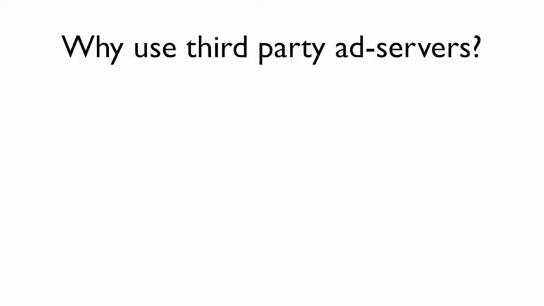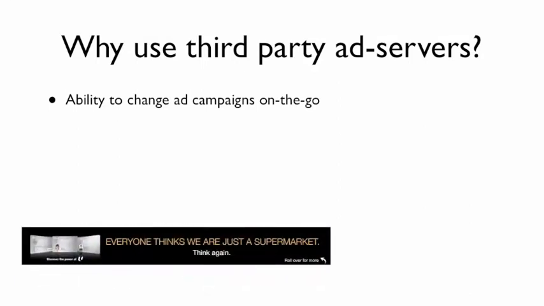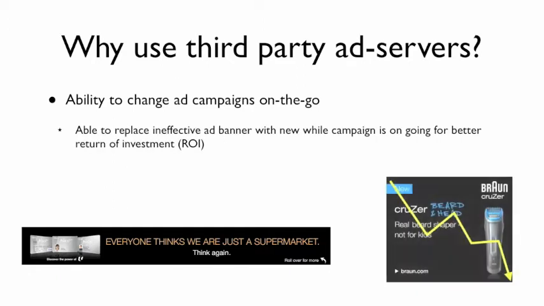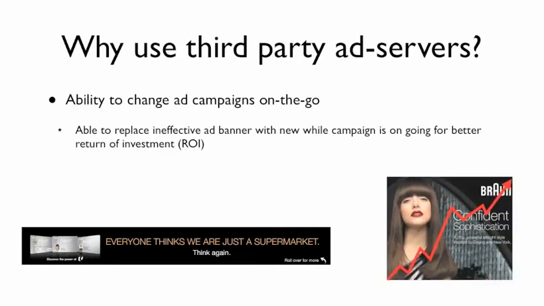Why use third-party ad servers? Third-party ad servers give you the ability to change ad campaigns on the fly. Instead of running an entire campaign, getting back the results, and then optimizing the media buy, with a third-party ad server, you can better analyze results on an ongoing basis and make alterations instantaneously. This means pulling out an ineffective ad banner and replacing it with a new one for a better return on investment.